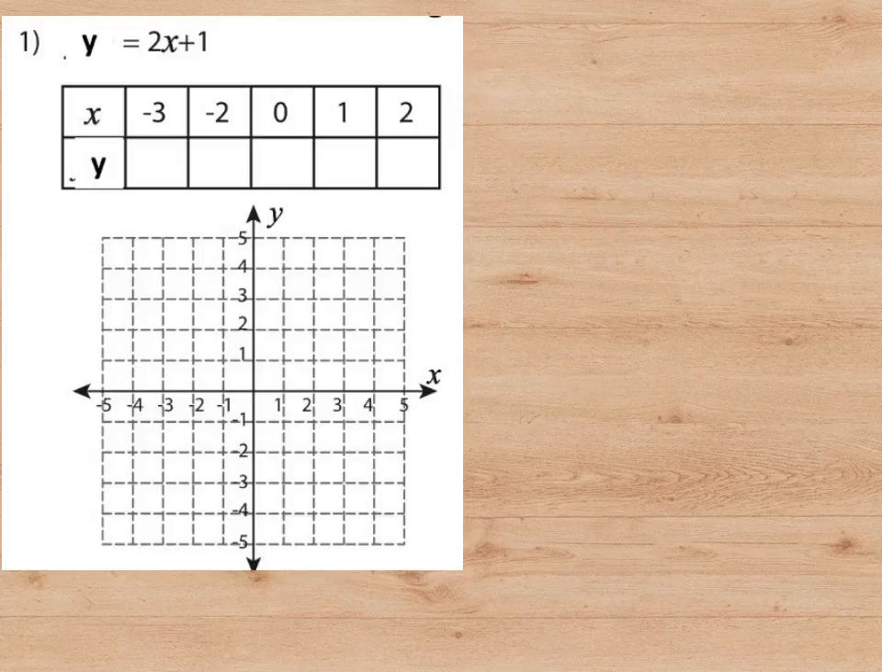Well, the first thing that you should see up top here is I give you the rule. The rule is y equals 2x plus 1, and this is what you need to put onto this beautiful Cartesian plane that I've given you. But I've also given you this table of values.